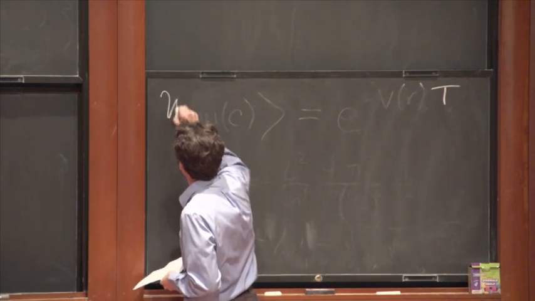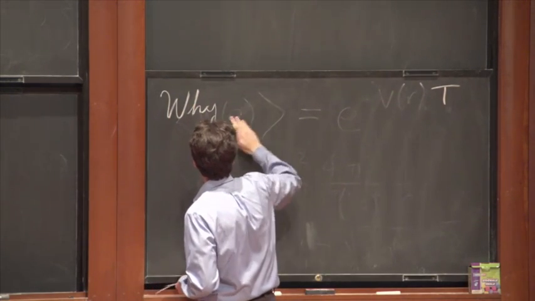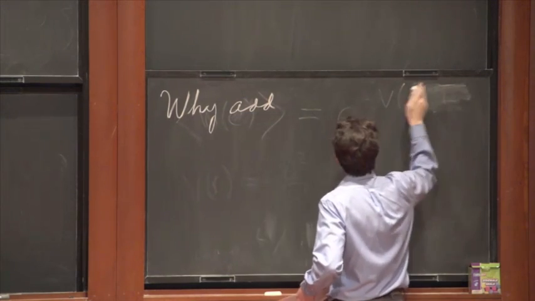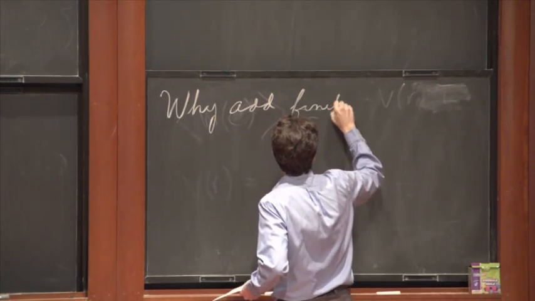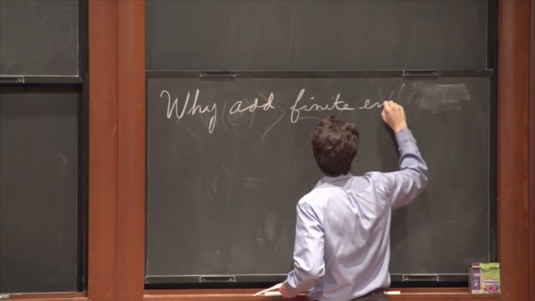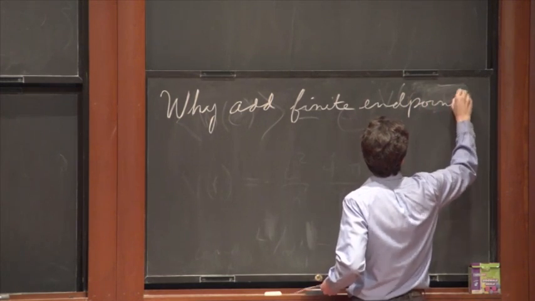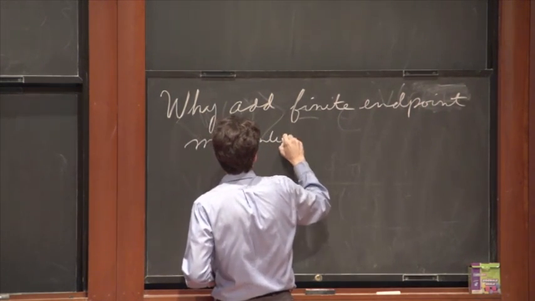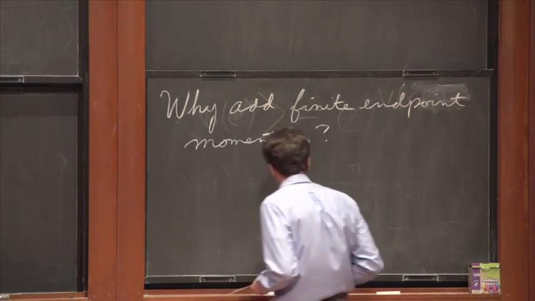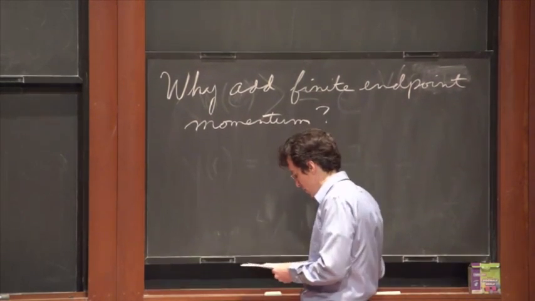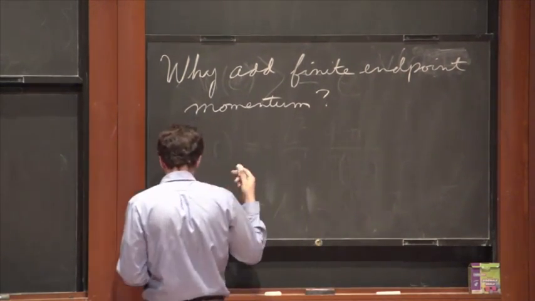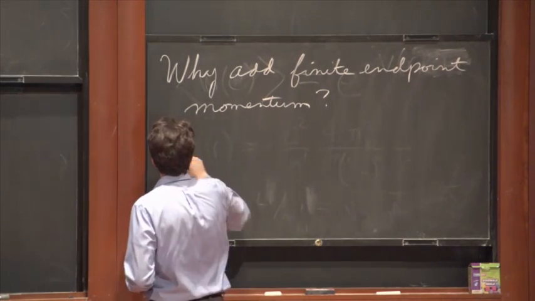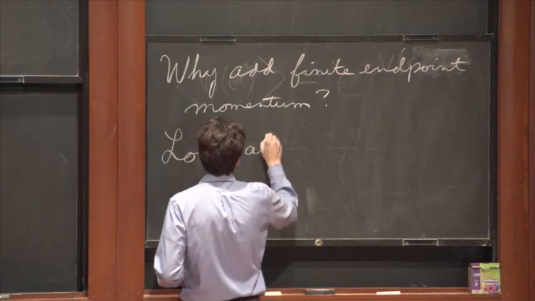Okay, so the question is, why add finite endpoint momentum? And the way I would come at this, let's say from an elementary perspective, is to look at classical solutions.